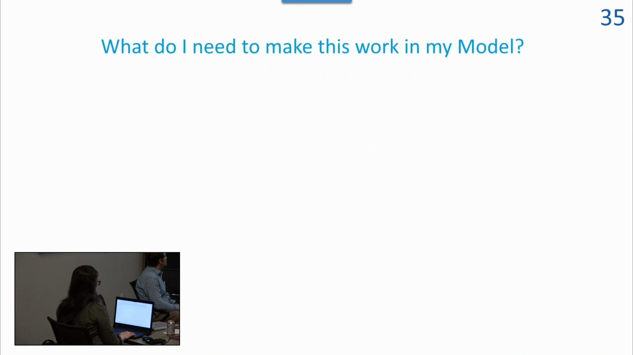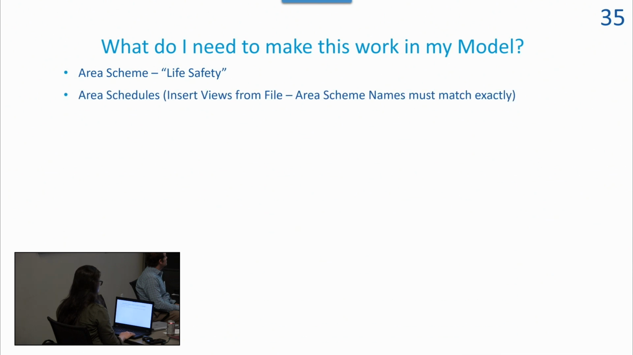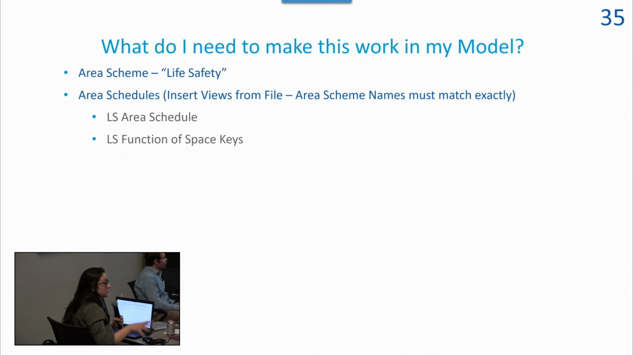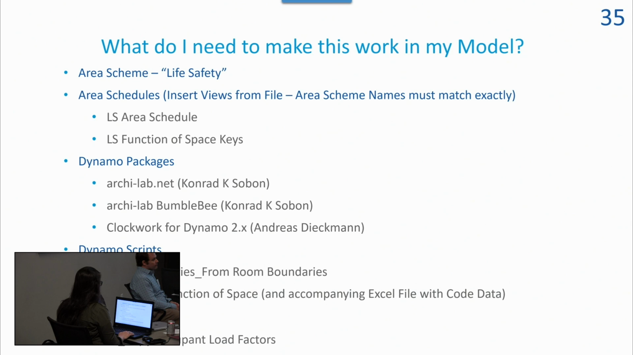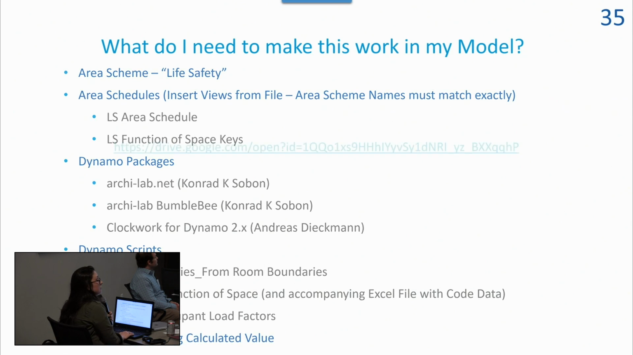So we've automated it. So what do you need to do this? You need the area scheme life safety. You need to bring in my area schedules, right, the color-coded ones. So the area schedule with all those different code values, and then the function of space key that we populate through Excel, right? You need some Dynamo packages, which I talked about at the beginning, and you need my 3 Dynamo scripts. And lastly, the area tag.